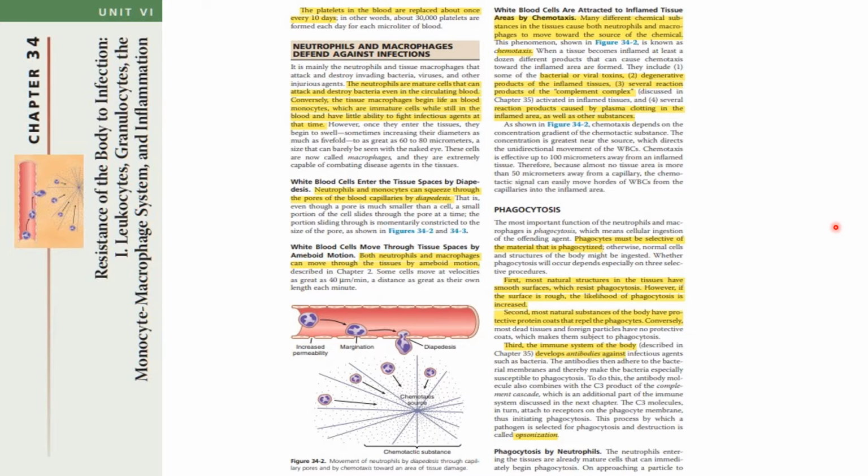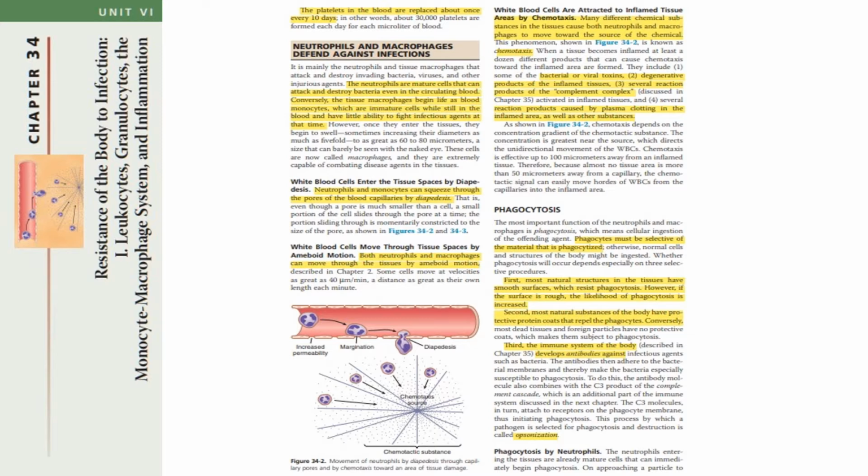White blood cells are attracted to inflamed tissue areas by chemotaxis. Many different chemical substances in the tissue cause both neutrophils and macrophages to move towards the source of the chemical. This phenomenon is known as chemotaxis. They include some bacterial or viral toxins, degenerative products of inflamed tissue, several reaction products of the complement complex, and several reaction products caused by plasma clotting in the inflamed area, as well as other substances. So this diagram summarizes the chemotaxis substances, diapedesis, margination, and the increased permeability.